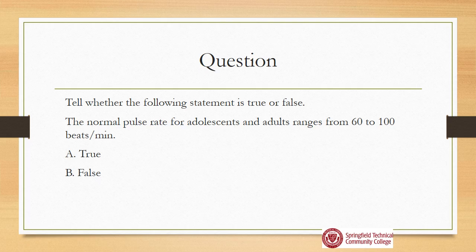Okay, knowledge check question. Tell whether the following statement is true or false. The normal pulse rate for adolescents and adults ranges from 60 to 100 beats per minute. Is it true or false? Well, it's true. 60 to 100 is your normal pulse rate.